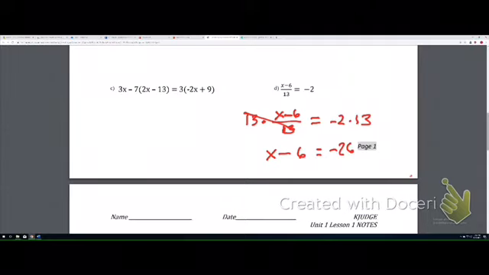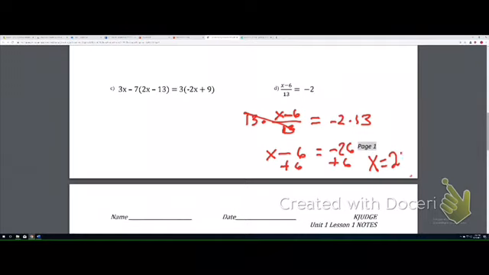From here, this one will be pretty easy. You already have one variable on one side, so all you have to do is move the integers to the other side. So we have a negative 6 over here. To move it to the other side of the equation, we're going to do plus 6 on both sides, and you get x equals negative 20. And you can do the check in the calculator.